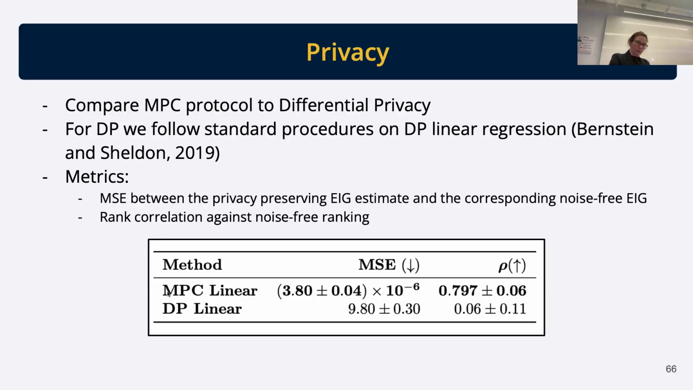And indeed, with our MPC protocol, we get something that is very close to the truth. And with differential privacy, we get something that is pretty bad. Looking at the rank correlations of ranking the data sets, we get pretty good correlation with our MPC protocol, around 0.8, and essentially zero correlation if you were to use differential privacy. So that shows you why you wouldn't necessarily want to noise your raw inputs.